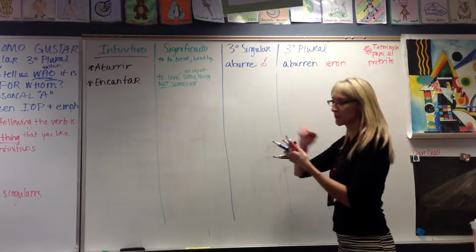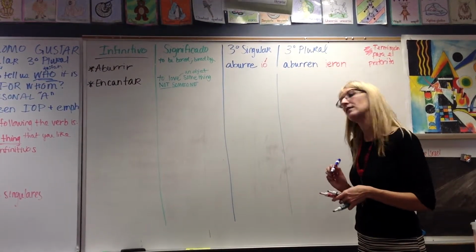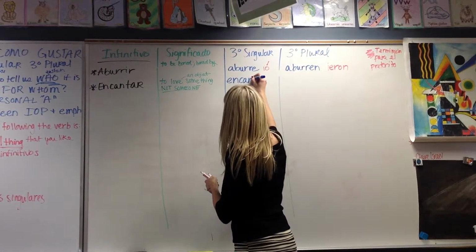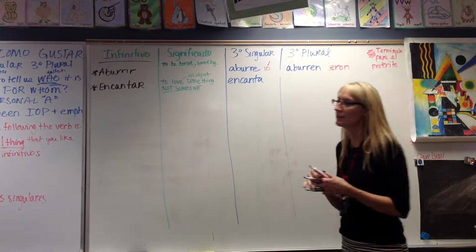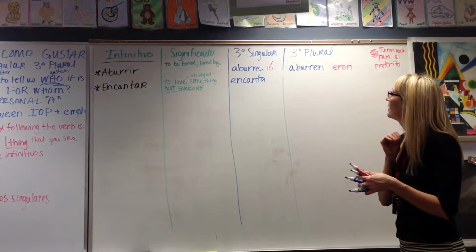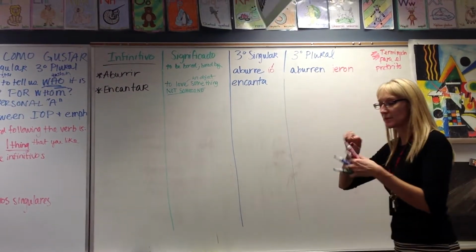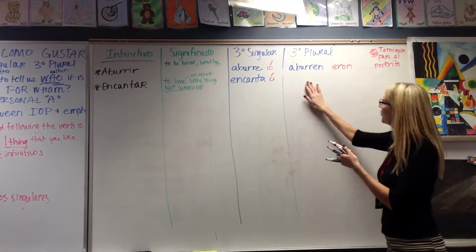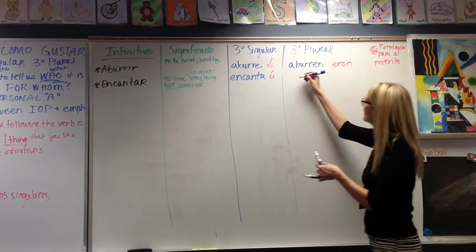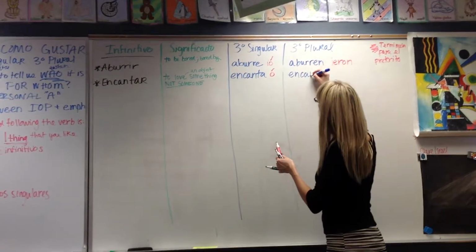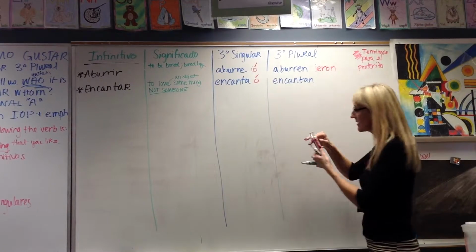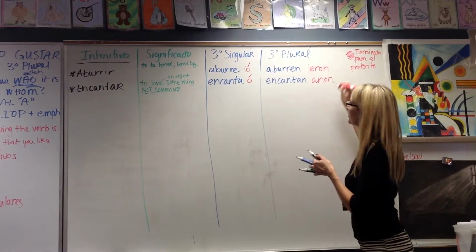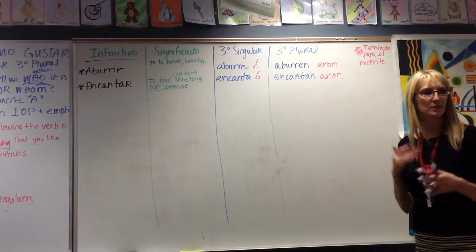Okay, what is my third person singular going to be? Encanta. And what would the preterite ending be for encanta? Encantó. Muy bien. How about for the third person plural? Encantan. And what is the ending going to be for the preterite? Aron. Encantaron. Muy bien. You starting to see what we're doing here?